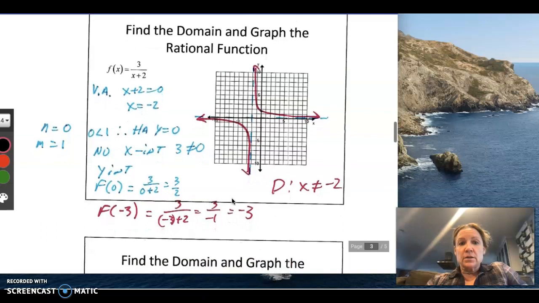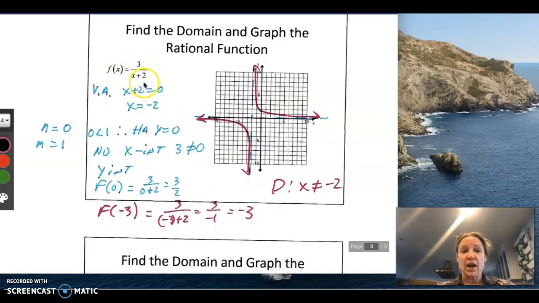All right. Here's the next problem. We're going to have the function f of x equals 3 over x plus 2. So to get the vertical asymptote, we're going to set the denominator equal to 0, subtract 2 from both sides, and you get x equals negative 2. So at negative 2, you're going to dash in a vertical asymptote.